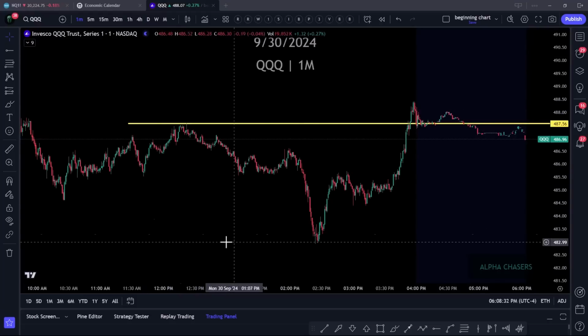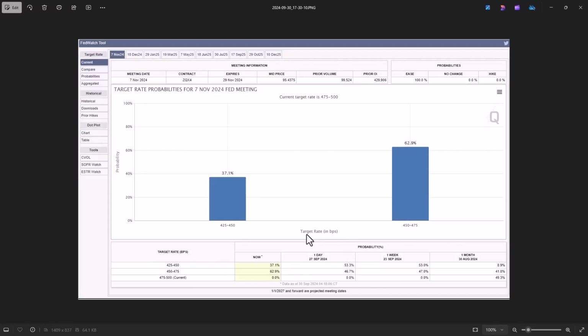But you see this huge drop right here. Let's go through Powell's speech and what was said. Now, a lot of people missed this, but what Powell came out and did today was really put a damper on how many cuts there were going to be.